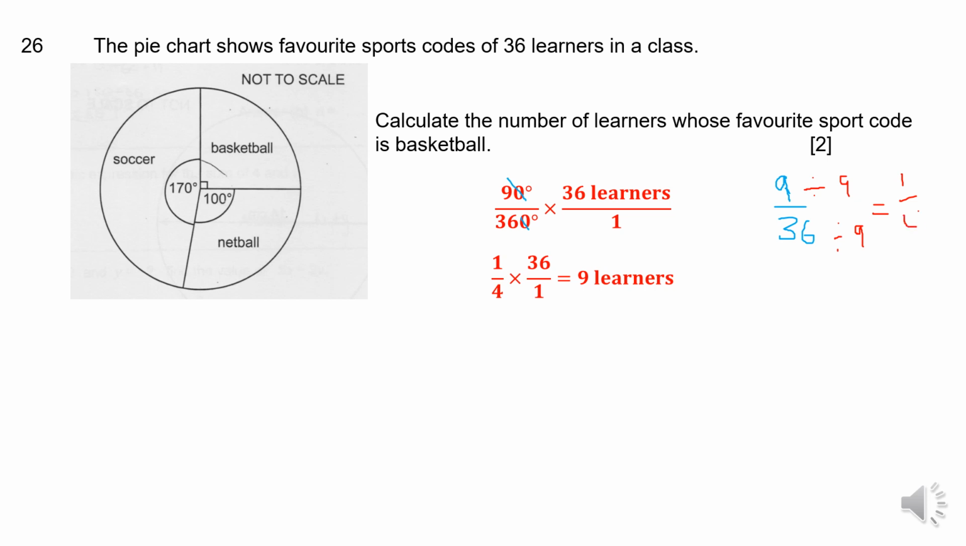So this 1/4, this particular fraction here, is what I have here. And that is how you multiply, and from here it's very straightforward to find the number of learners. Simply 4 goes in 36, giving you the 9 learners whose favorite sports code is basketball.